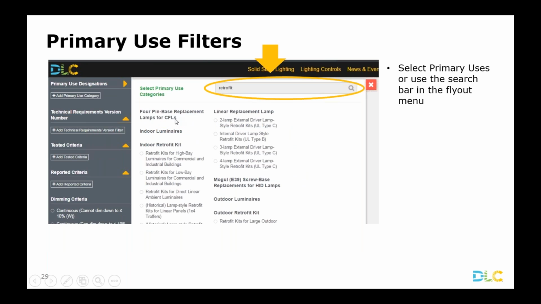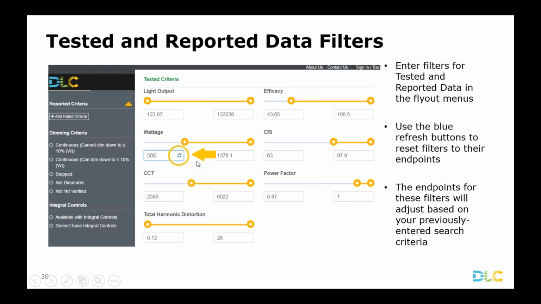For primary use type filters, it's very similar. You've got the flyout menu. You can go over here and type, if you're just looking for retrofit products, you can refine by retrofit, and it will start to show you results. You can notice here it doesn't show anything under indoor luminaires because that's not a retrofit category. Only under indoor retrofit kits. There are retrofit kits under linear replacement lamps. So the types that actually have retrofit kits are the ones that will start to populate here for you to be able to select.